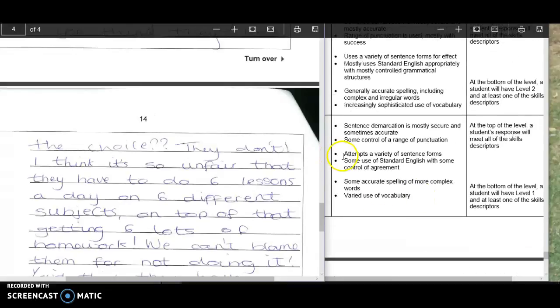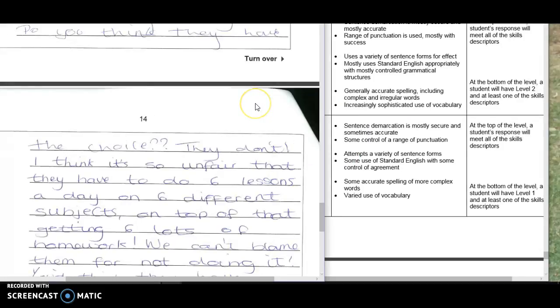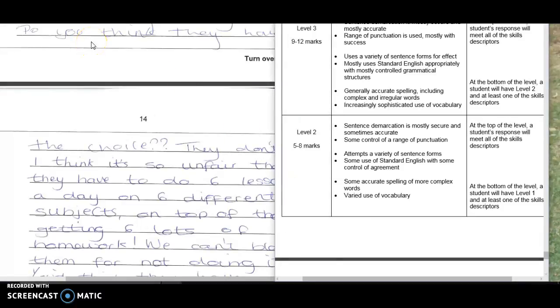So I think overall we'll go for 8 out of the 16 marks for the technical accuracy of your writing, which gives you an overall score of 22 out of 40 for this question 5, which is a good score considering where we are in the course and the year.